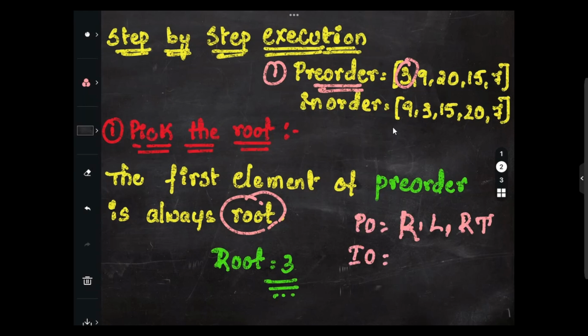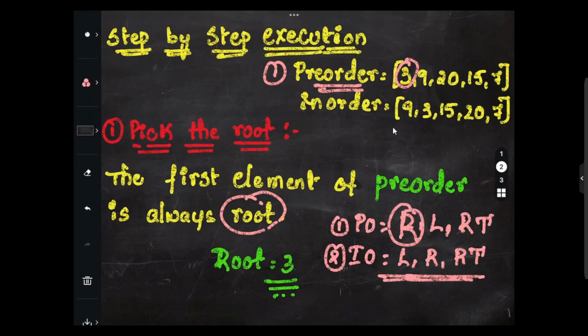So for the in-order, it is left followed by the root and then right. We know this one, right? We have solved n number of problems already. So this is for the pre-order and this is for the in-order, right? Just keep this in mind. The first element of the pre-order has to always be the root, right? Root is 3. From the example, root is 3. So this is the root basically.